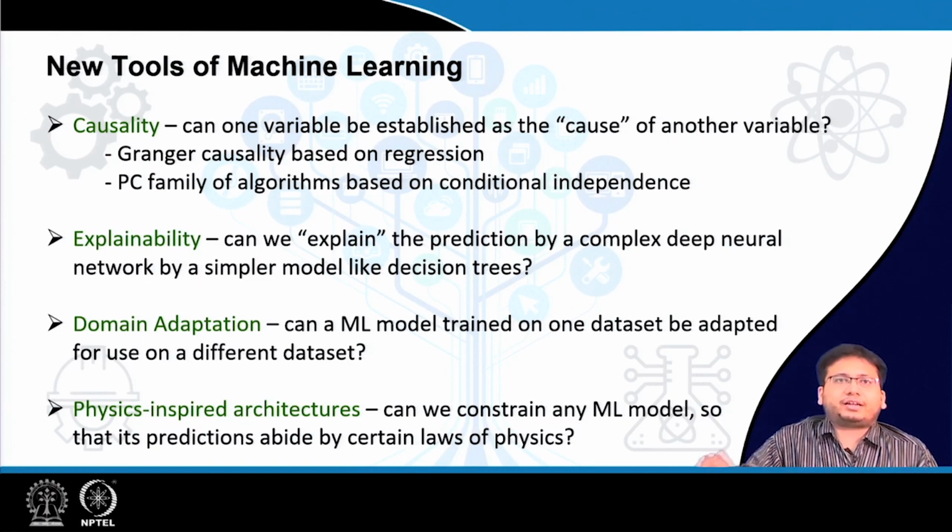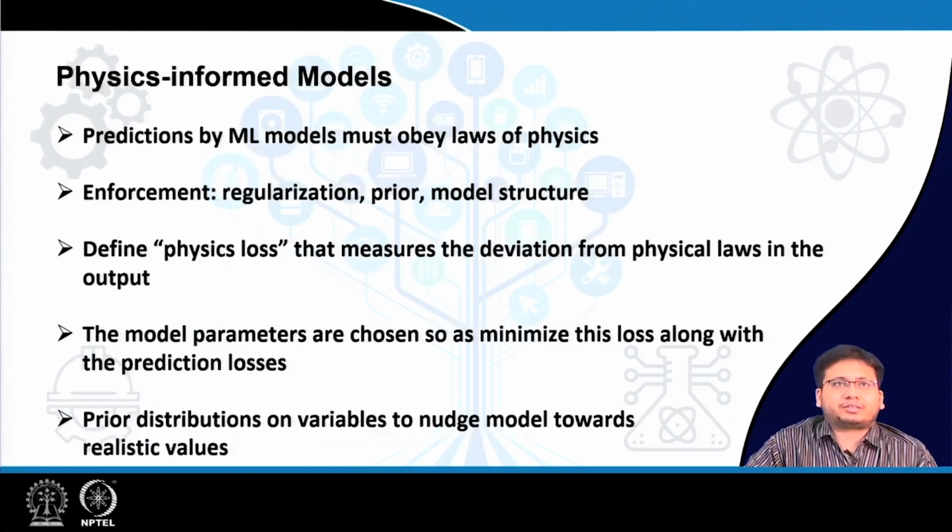And then finally, there are the physics inspired architectures. So, physics informed models: we know that the predictions by the machine learning models must obey the laws of physics, that is, let us say, conservation of mass, conservation of energy, and various other domain specific laws. But the machine learning model per se cannot ensure that. So, it has to be enforced through regularizations or priors, or even through the model structures.